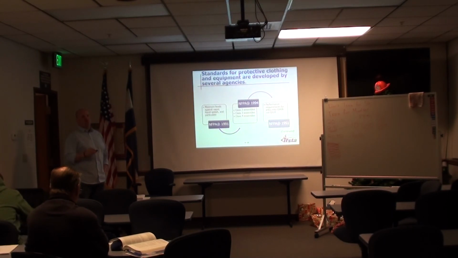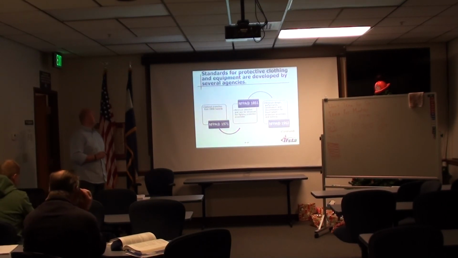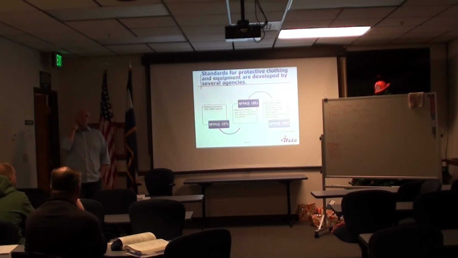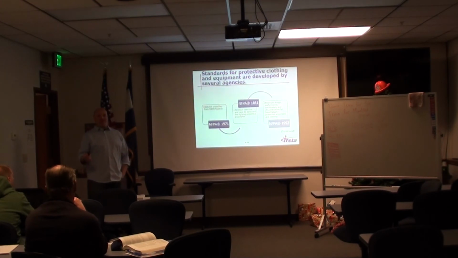NFPA 1994 has different classes of ensembles, and then they have requirements for entry into a chemical, biological, radiological or nuclear environment. 71 is optional protection from CBRN. 1851 is structural gear. What's structural gear designed for? Structural firefighting. Okay. Can we use it for hazmat? Yeah, in some cases. And actually, in most cases, it'll provide some level of protection, better than nothing at all, but it's not intended or designed for that.